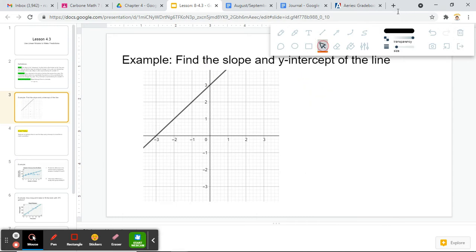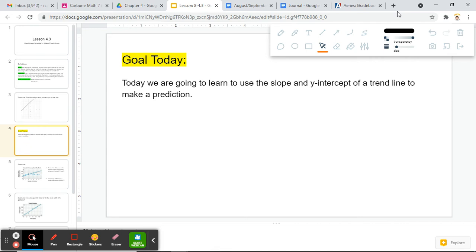Okay, so let's get into our goal for today. Today we are going to learn to use the slope and the y-intercept of a trend line to make a prediction. So basically we're going to look at our trend line and decide based off that what kind of predictions we can make for the graph.